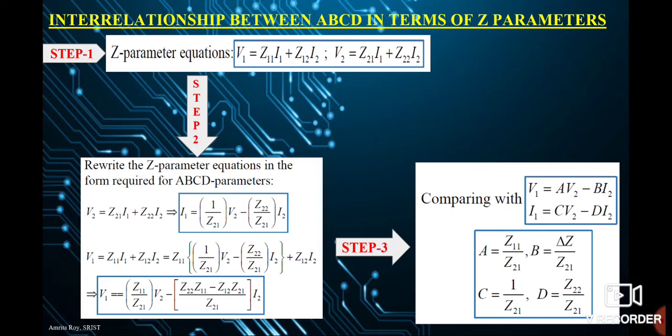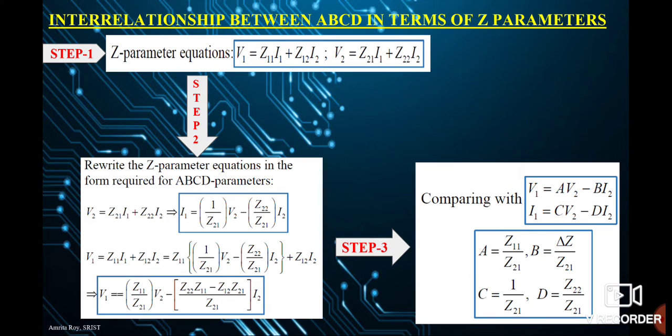Next is the interrelationship between ABCD in terms of Z parameters. So in step 1, we are going to write down the Z parameter equations: V1 equals Z11 into I1 plus Z12 into I2, and V2 equals Z21 into I1 plus Z22 into I2. We will rewrite the Z parameter equations in the form required for ABCD parameters, that is V2 equals Z21 into I1 plus Z22 into I2. Now by rearranging it in I1 format, I1 will be equal to 1 by Z21 into V2 minus Z22 by Z21 into I2.